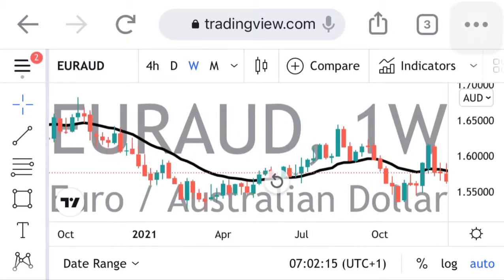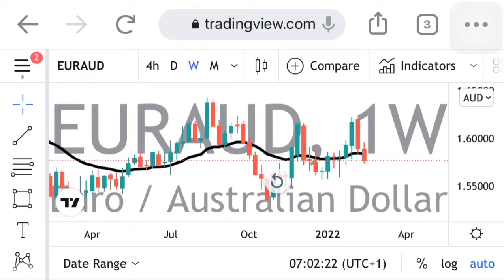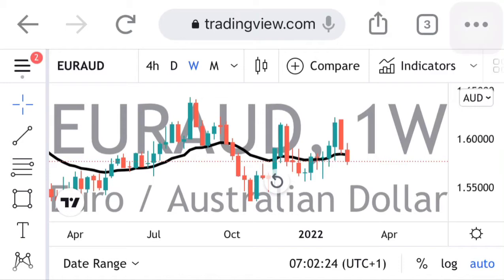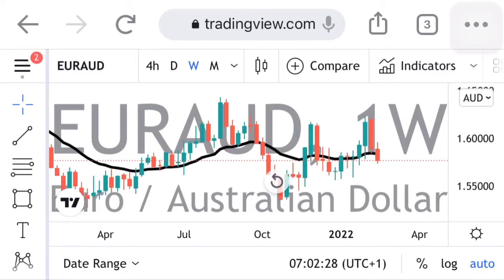Okay, welcome back. Alright, so here we have the EurAud, that's the euro against the Australian dollar, right? And we're on the weekly chart. So as always, guys, we start our analysis from the weekly chart from a swing trading perspective, guys.